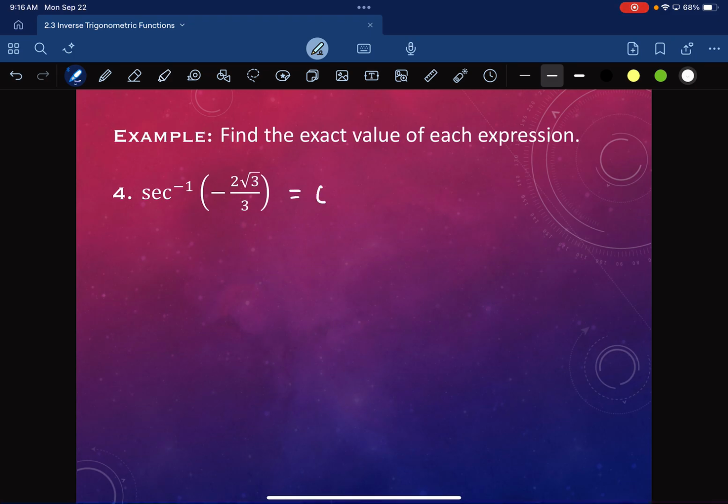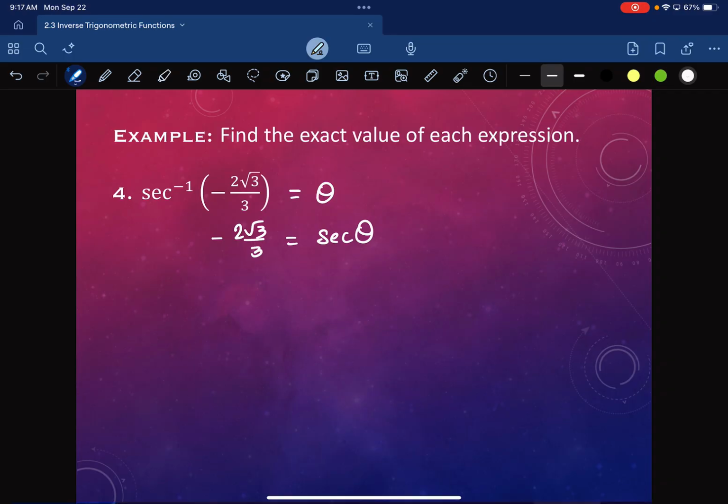So we're going to put this in terms of theta. And we're going to change it so that this is now negative 2 square root 3 over 3 is equal to the secant of theta. Now, there's more than one way to reason and think through this, but I'm going to show you one option that I think could be helpful.